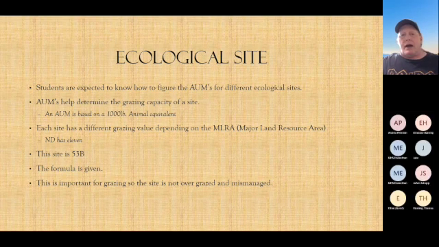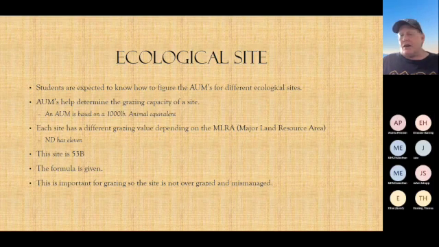So on stop one, I'm basically looking at ecological sites, because ecological sites help me determine a lot of what's going on out there, because not all grazing sites are the same. Students are expected to know how to figure out AUMs for different ecological sites. An AUM is an animal unit month, that's what we use to figure out the grazing capacity for that site.